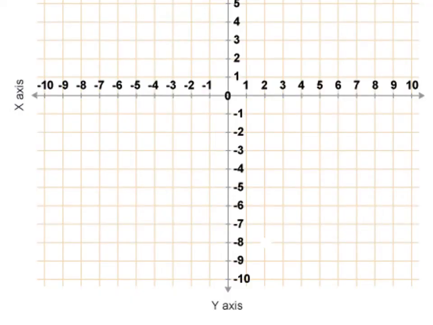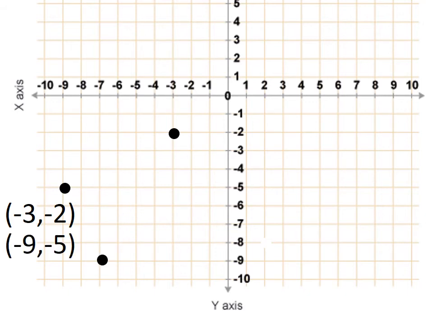And into the third. This is where we come across the 2 sets of negatives, both on x and y. What would we call this point? Negative 3, negative 2. And this one? We start at the origin, go across first of all to negative 9, and then we go down the y-axis to negative 5. This one? Negative 7, negative 9. And this one? 0, -6. We don't need to go across at all on the x-axis, but we still need to record that it was on the 0 line.